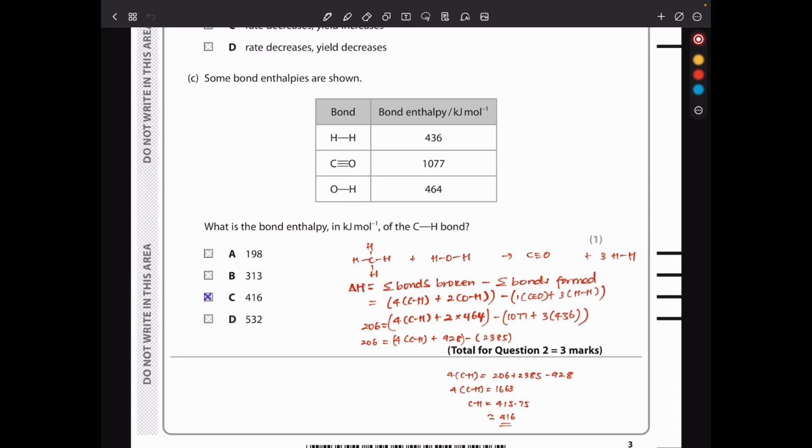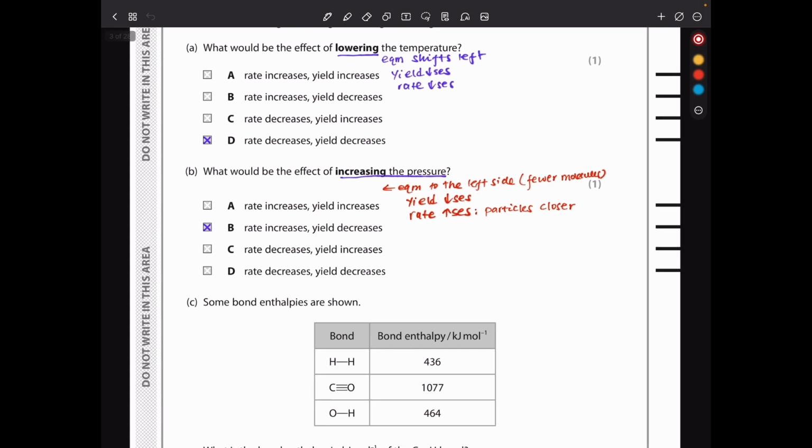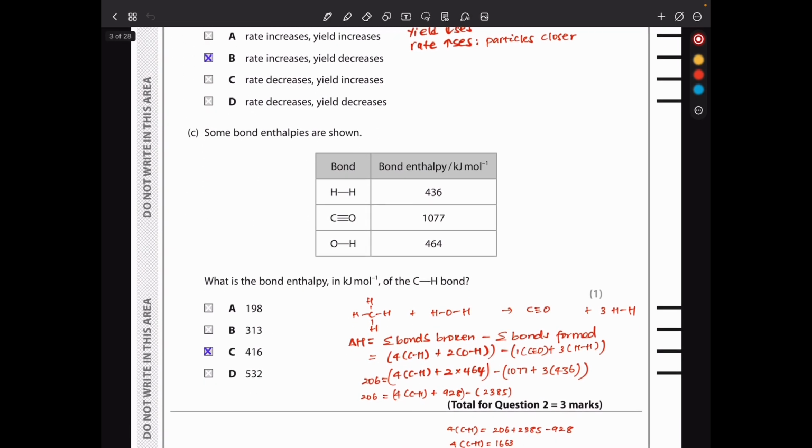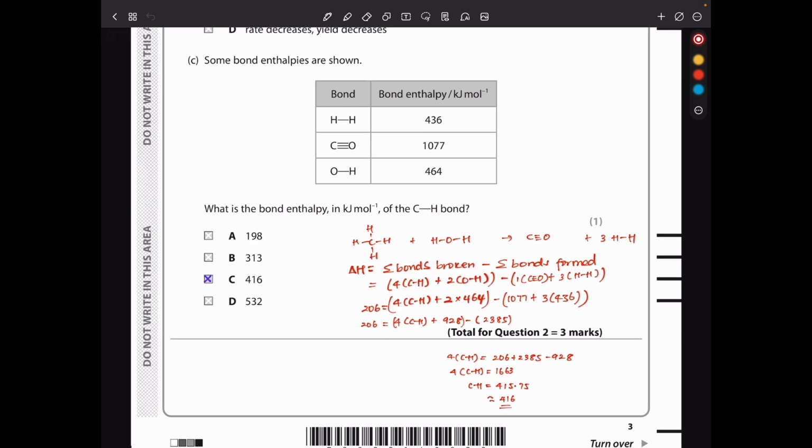So 4 times the carbon-hydrogen, which we are looking for, plus 2 times oxygen-hydrogen, minus the 1077 C≡O plus 3 times the hydrogen-hydrogen. This is what we see here. And this is going to equal the delta H, which we were given here, positive 206 kilojoules per mole. I put it here. And then rearranging and making carbon-hydrogen the subject, we have 4 C-H equals 1663. Basically here you just have to add and then subtract from that and create this. And in the end we have 4 carbon-hydrogens equal 1663, divide through by 4 to find the equivalent of 1. And it was approximately 416, so the answer is C.